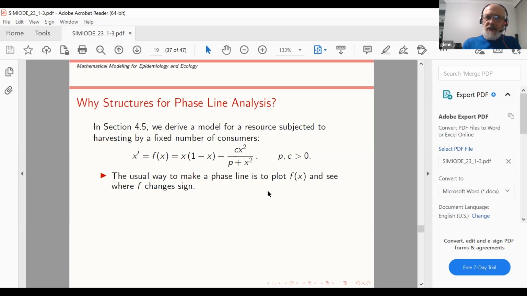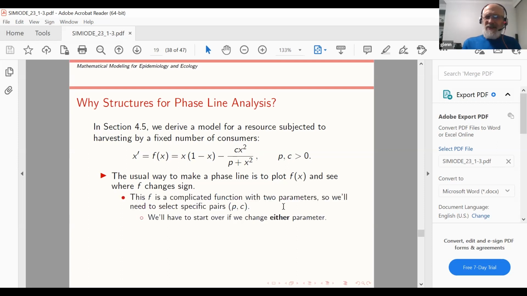So the usual way to study this with a phase line is to plot the whole function f of x and see where f changes sign. That's not so good here because this f is a complicated function with two parameters. So we'll need to select specific pairs, p and c. And worse yet, it's hard to do any modeling because we'll have to start over if we change either of the two parameters. We'd like to see what effect one of the parameters has on the model, but if I have to start over when I change either of the parameters, then that's a lot of extra work.